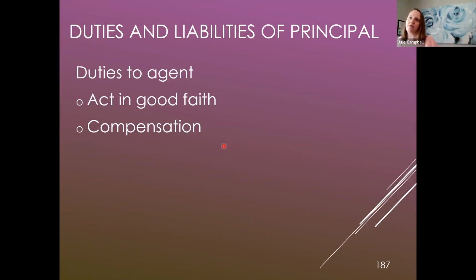The other duty they owe us is to ensure we're getting compensation. I did not just say to pay us. Maybe they're going to pay us, maybe they're not. Their duty is to make sure that we get paid. So with a buyer's agency agreement, when the listing firm or the seller pays me, my buyer doesn't owe me any money because they ensured that I got paid.